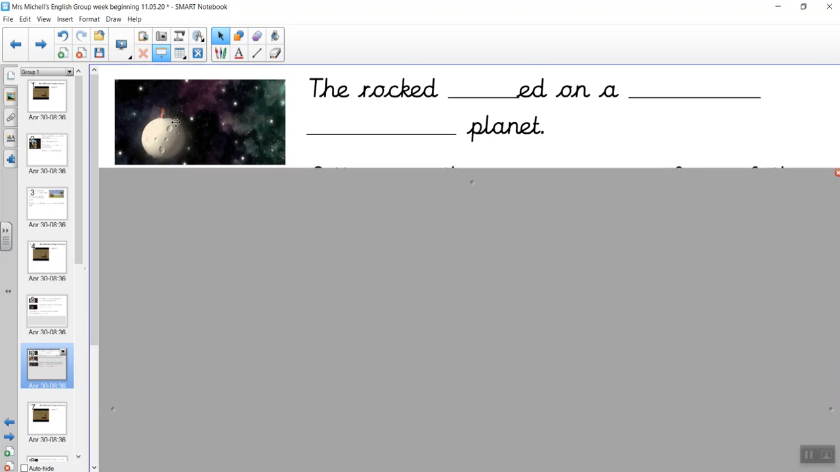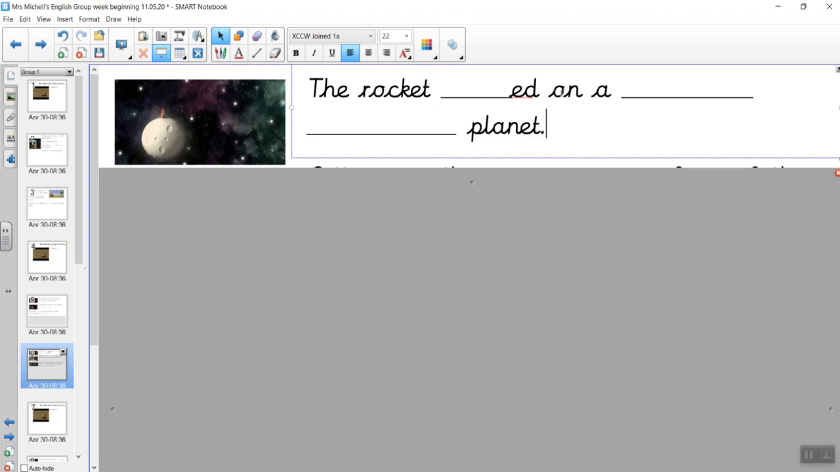Now you can see the rocket. Remember, the rocket sort of crashed towards the planet and then landed carefully. So the rocket something on a something planet. So the rocket landed, the rocket crashed, the rocket something. Oh, there's a spelling mistake there. The rocket landed on a, and describe the planet. Pause the video and have a go.